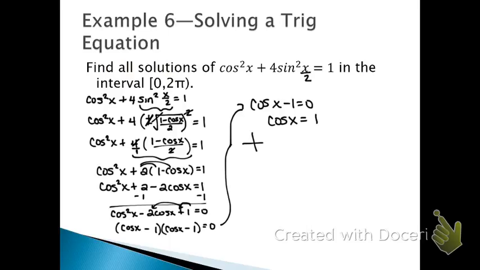So then think back to your unit circle, because we're solving between 0 and 2 pi. Cosine is what? X or y? X. So where is x equal to 1? On the x-axis over at 0 or 2 pi, correct? Yes. So which one would we use as our answer? 0. Why 0 and not 2 pi? Because 2 pi is not in the... Very good. 2 pi is not in my interval, because it includes 0 but does not include 2 pi.